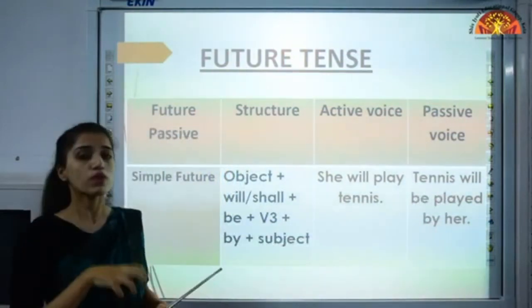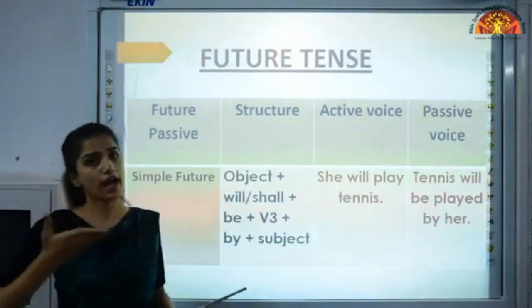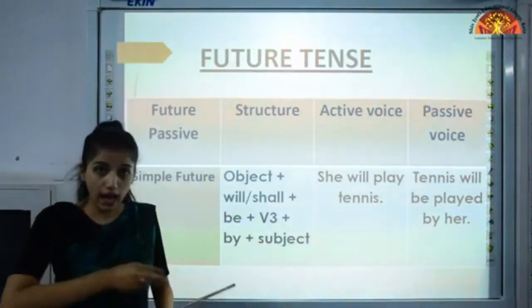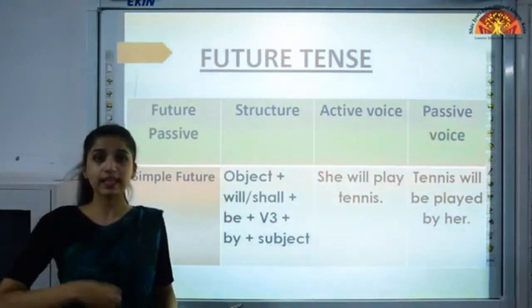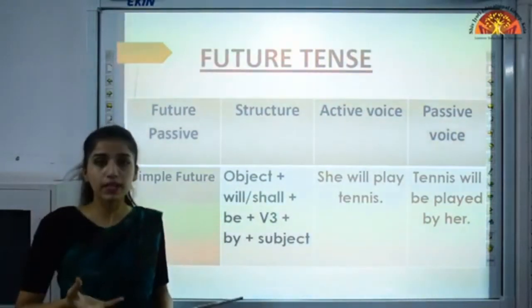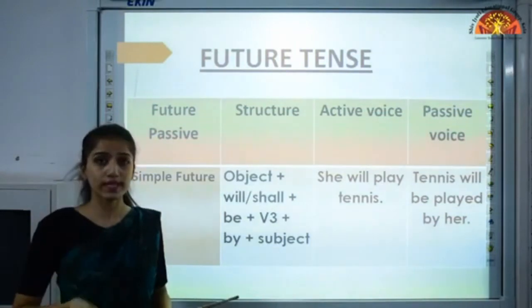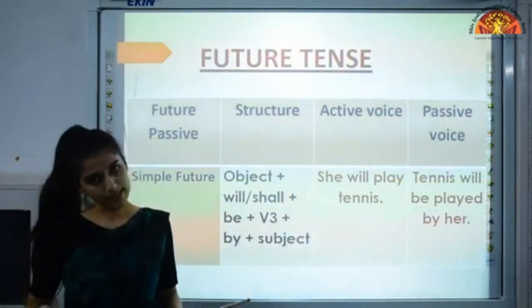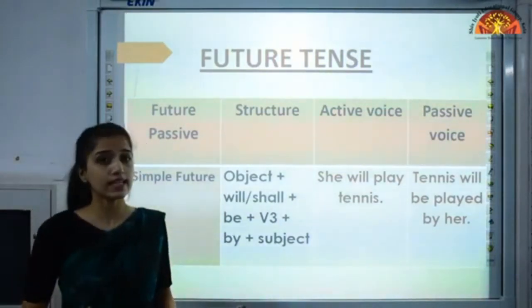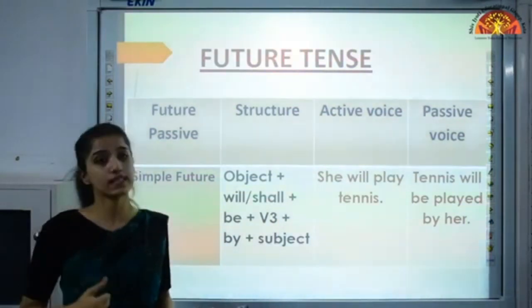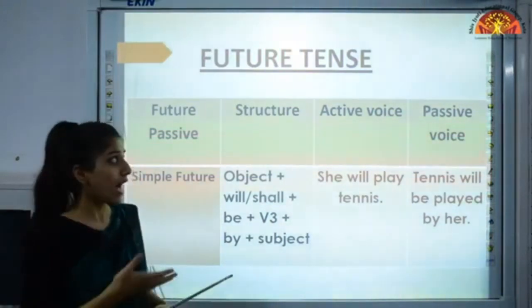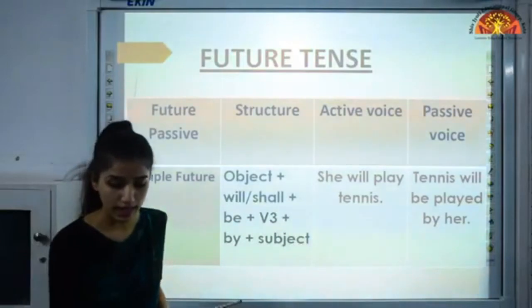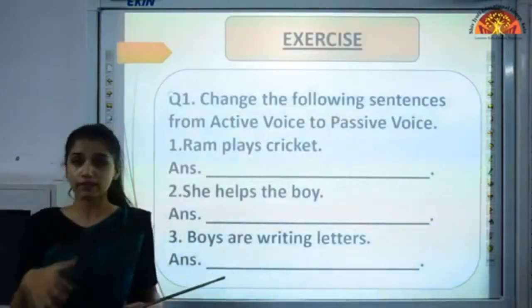So this was all about active and passive voice. There are two ways of saying the same thing only. There are two ways, that is active and passive. The meaning of the sentence is the same, but the ways are different. I hope you all have understood this.